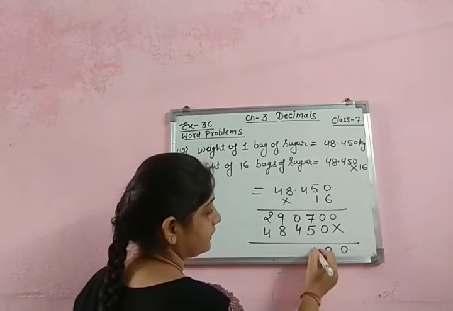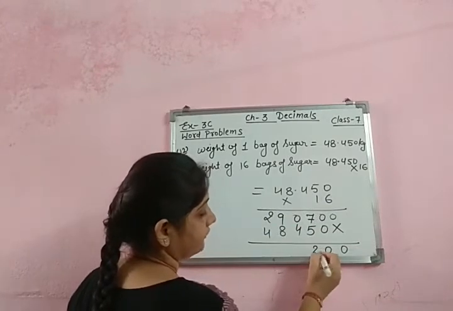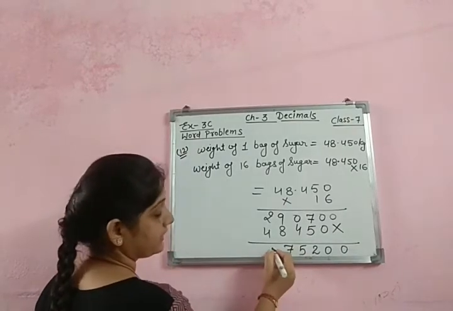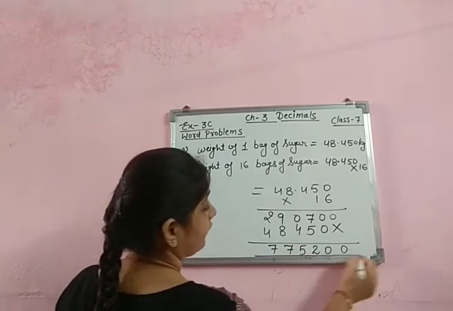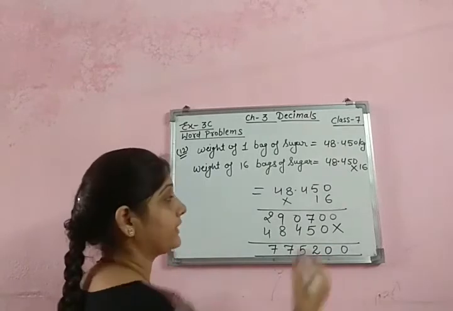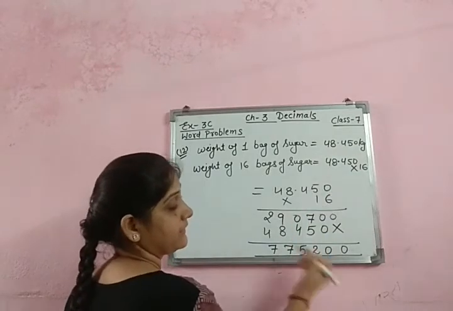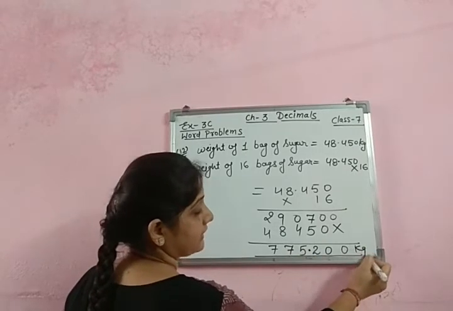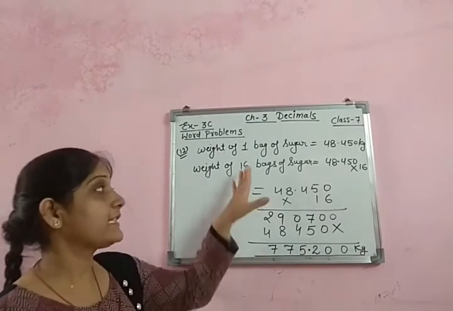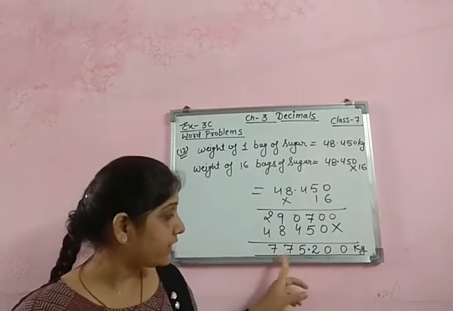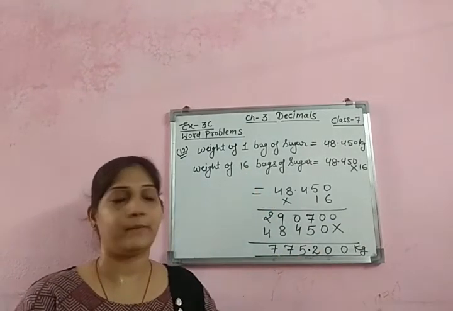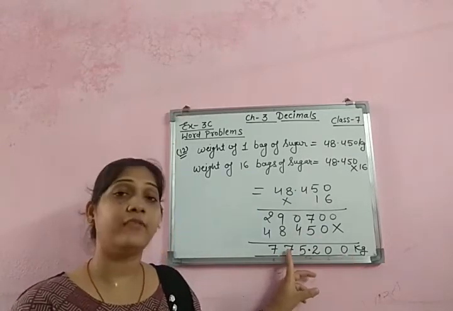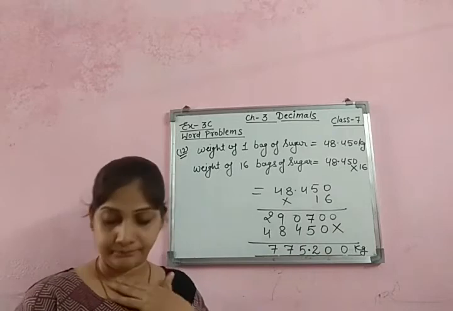Now put up the point. 7 and 5, 12. 4, 1, 5. 8 plus 9, 17. 4 plus 2, 6 and 1, 7. Now our purpose is to put the point. So you can see there are 3 decimal places. So 1, 2, 3, put the point. So you'll get your answer in kilogram. So 16 bags weigh 775.2 kilogram. The 0 can be avoided. Okay, or you can say it like 775.200 kilogram.